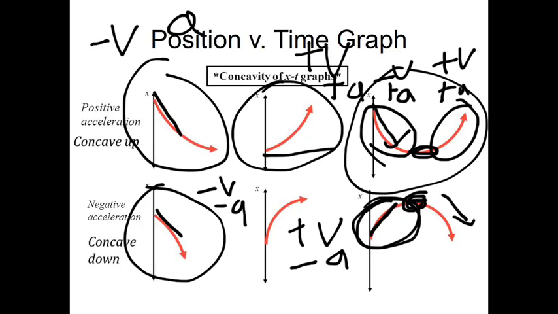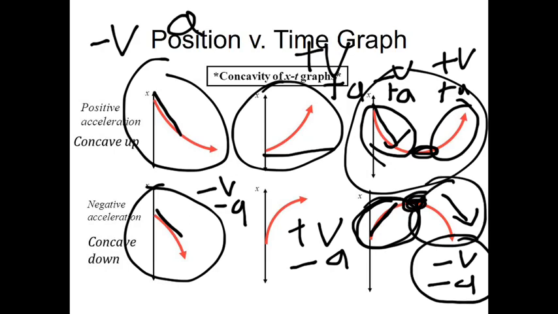Now it has a negative velocity because the line is sloping down and to the right. It also has a negative acceleration because the curve is concave down. These two have the same sign now, which means in this section of the graph, the object is getting faster and faster over time.